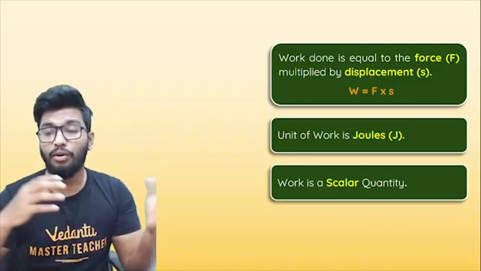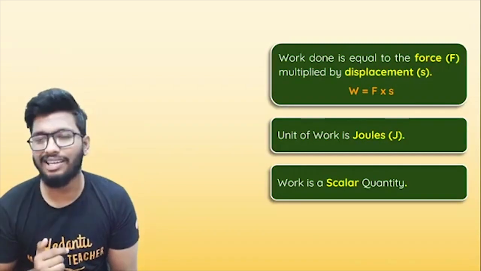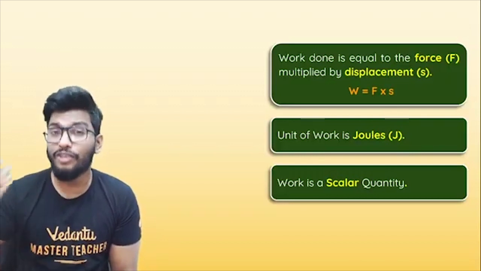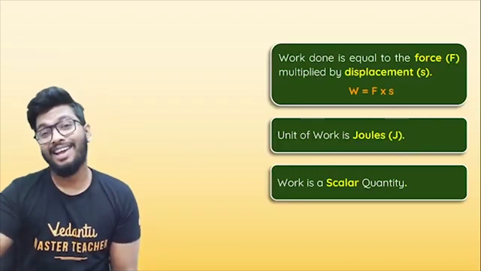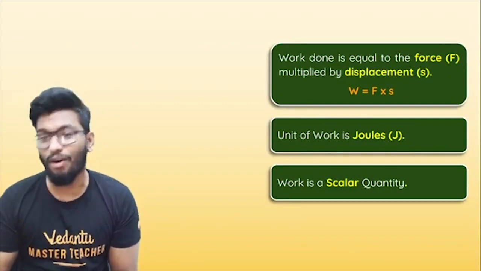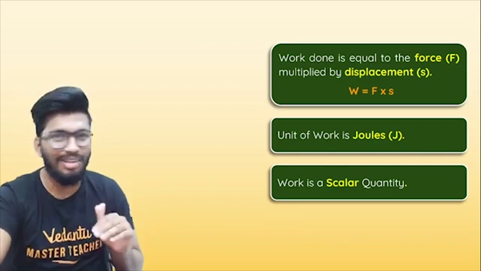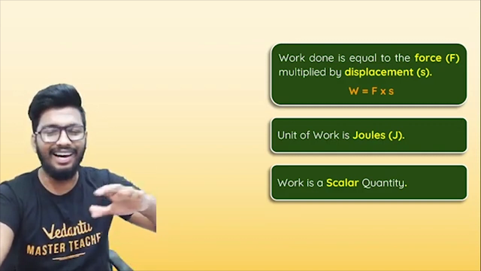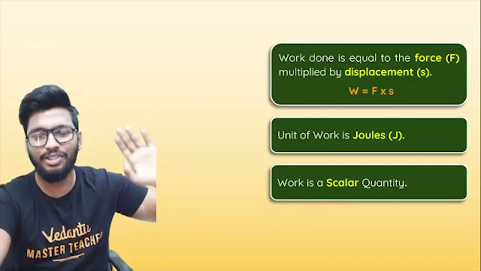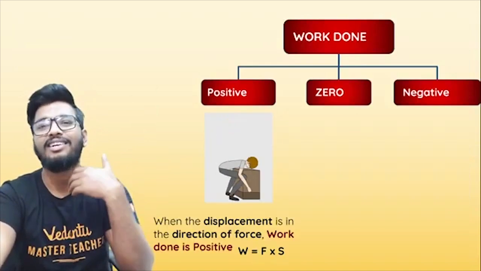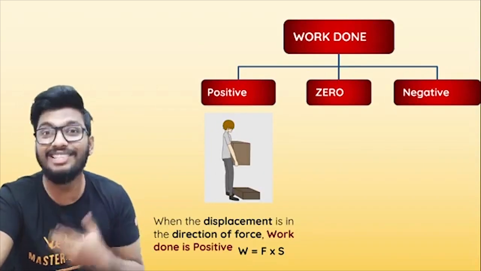So if you talk about the unit, guys, you know that force is nothing but Newton and displacement is nothing but meter. So Newton meter, which can also be written as joules, is the SI unit of work. And work is a scalar quantity, which means that it does not depend on the direction, no matter what. Whether you are pushing it towards the top or down does not really matter, because work done is not a vector quantity, it's a scalar quantity.